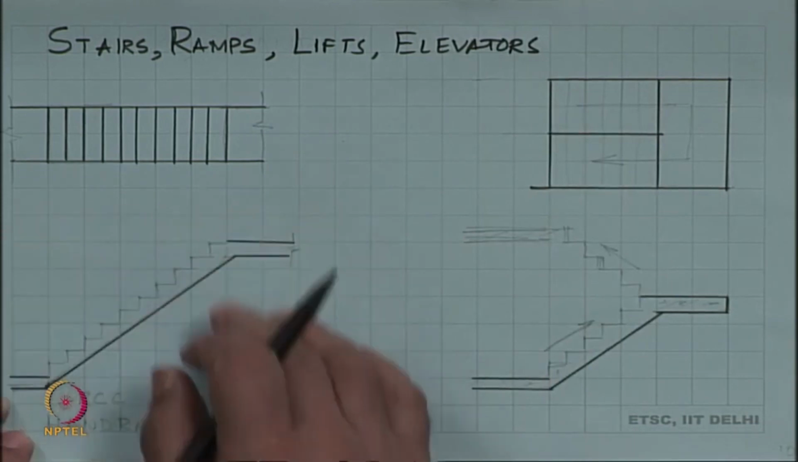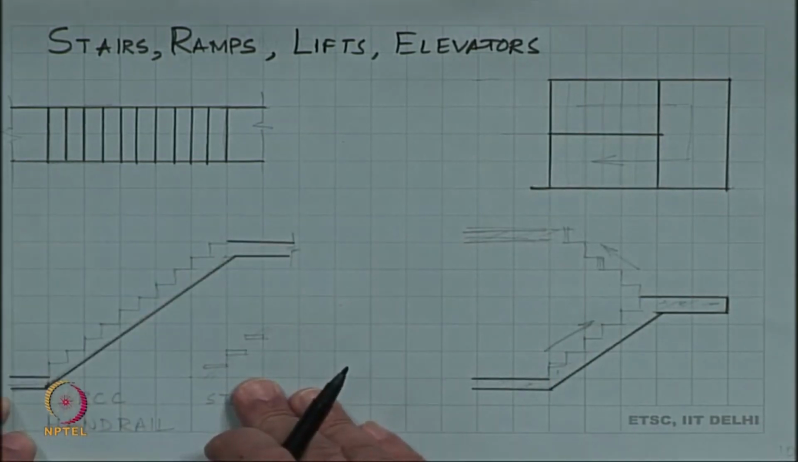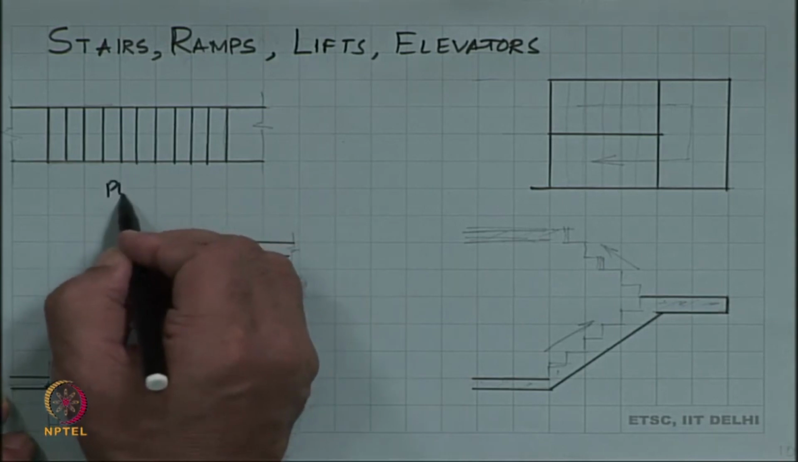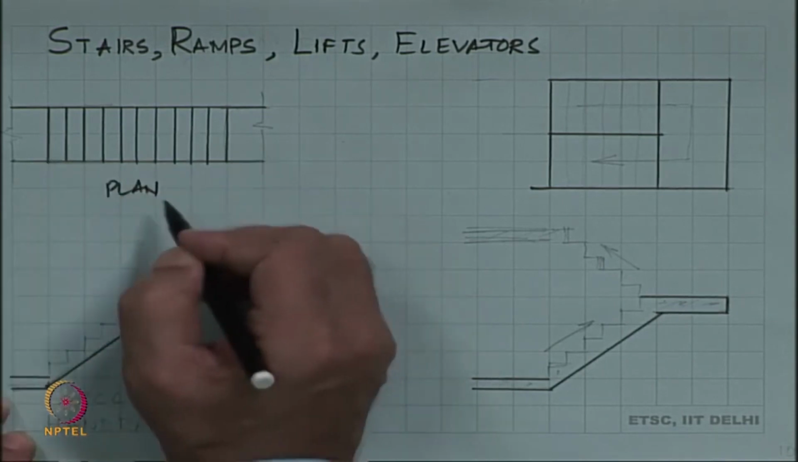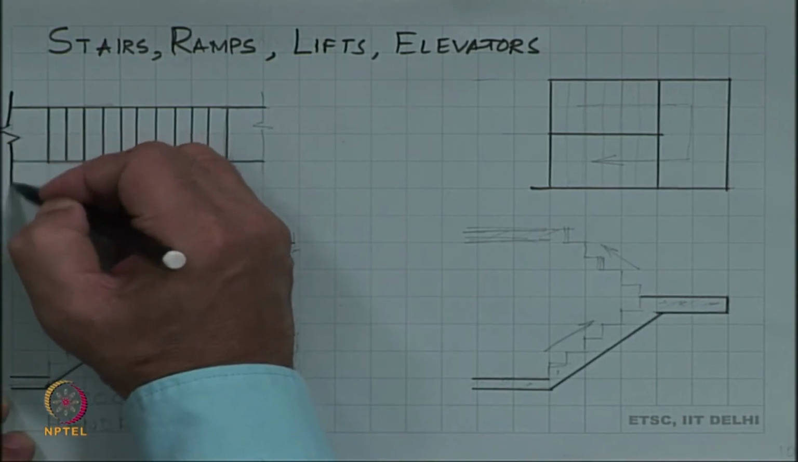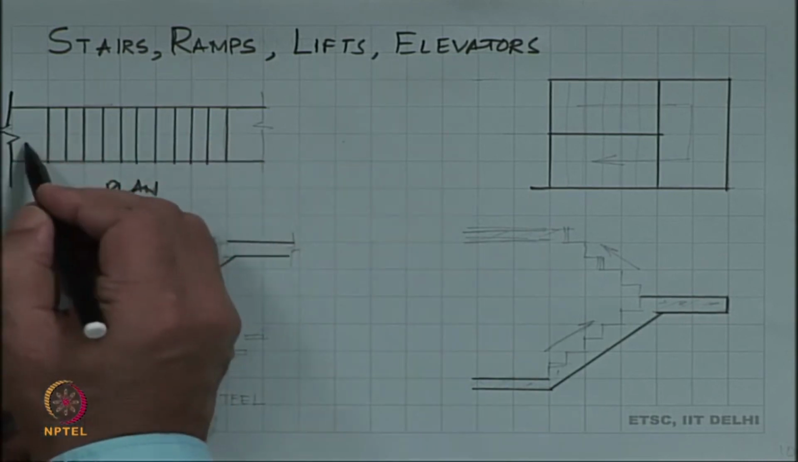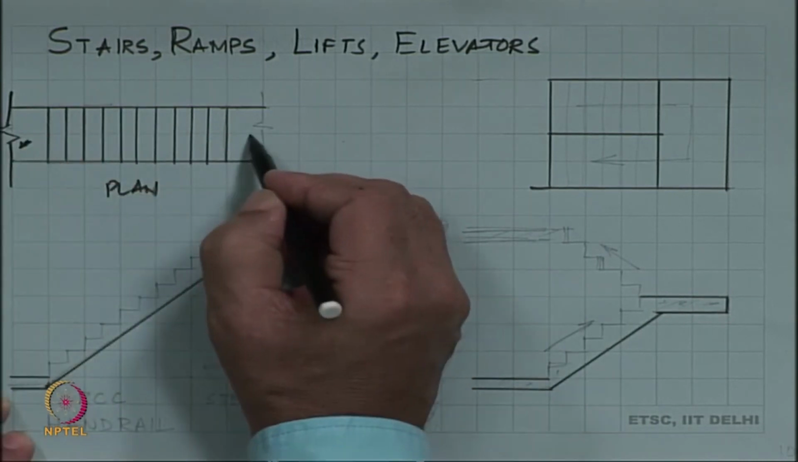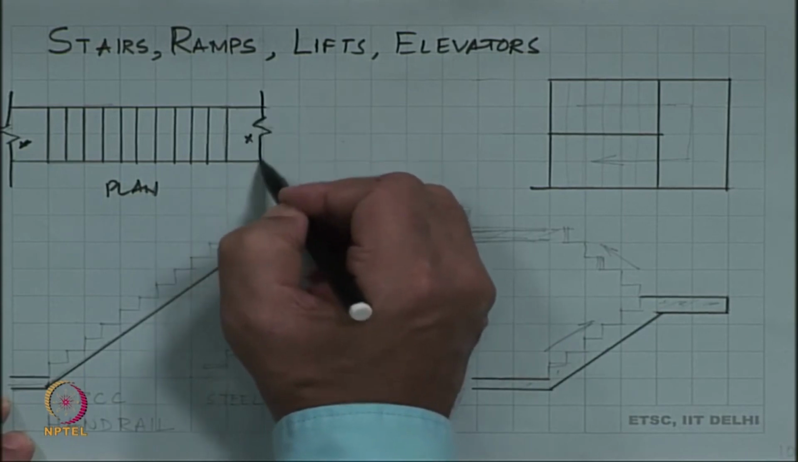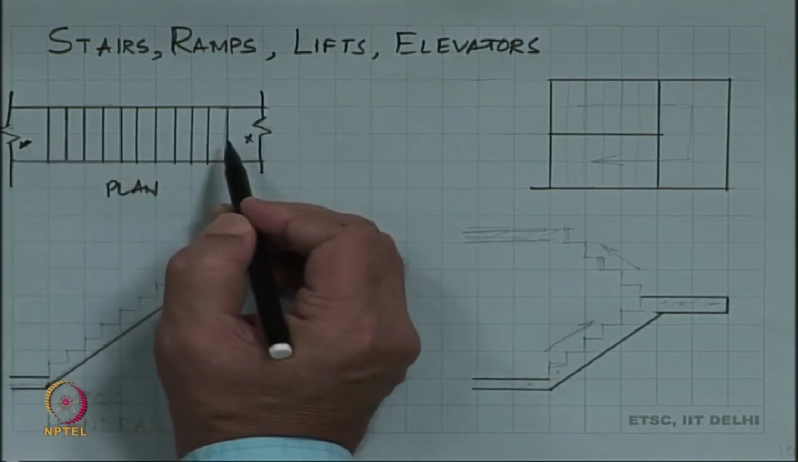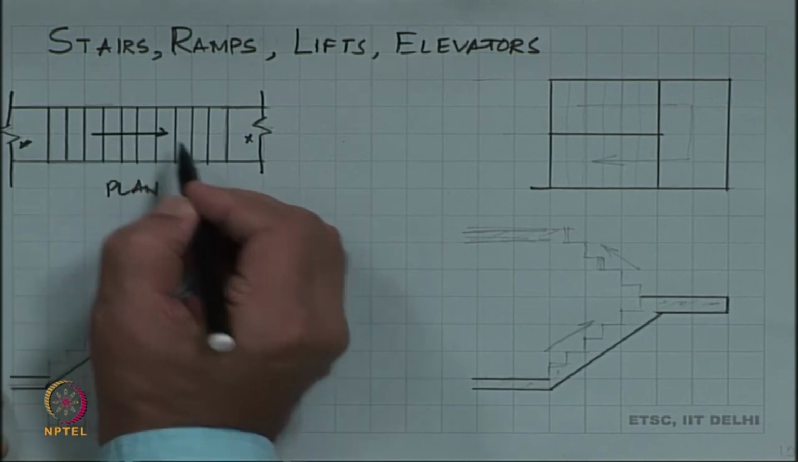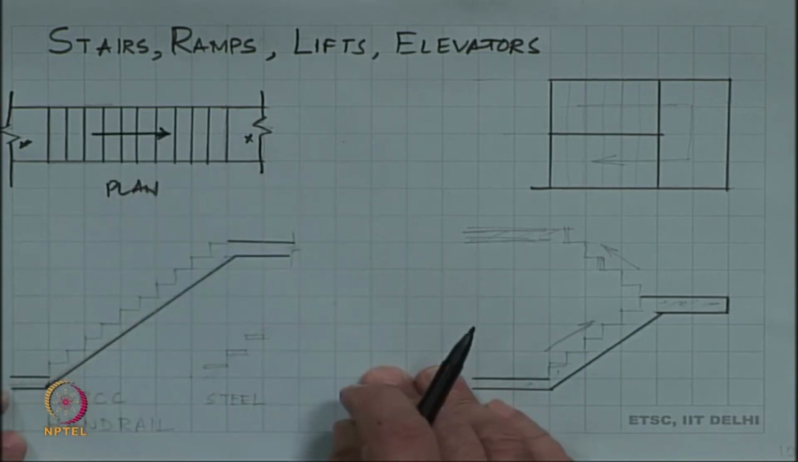So, let us look at first a simple staircase. In the plan view, this is what we will show. So, this is continuing, this floor is at the lower level, this floor is say at the upper level and the direction in which the stairs go up is shown by an arrow.